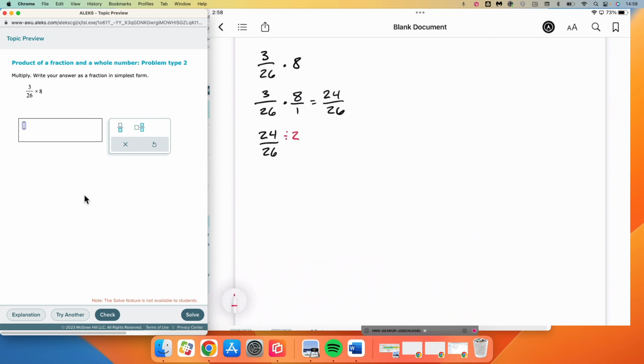So to simplify this fraction, 24 divided by 2 is 12, 26 divided by 2 is 13. That will give us our final answer.